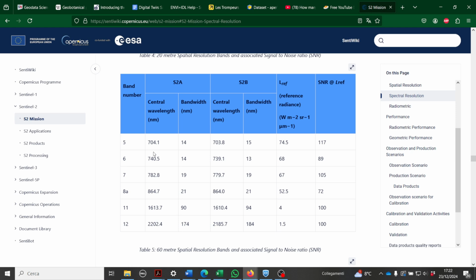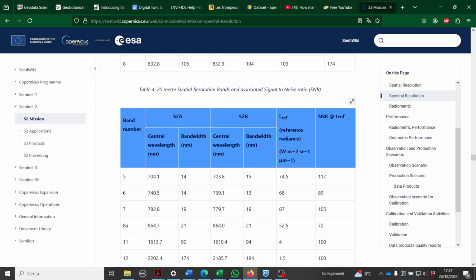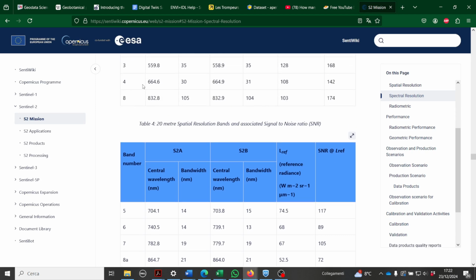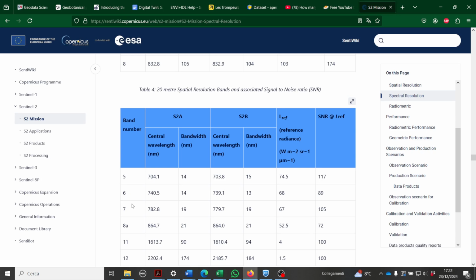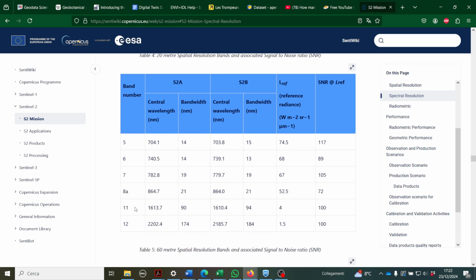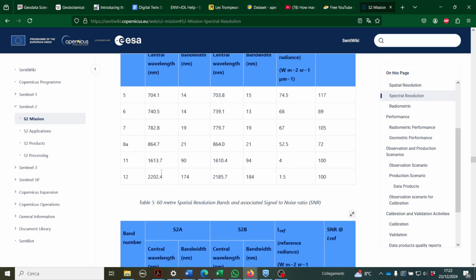Bands 5, 6 and 7 are the red edge bands, and this numbering is in line with the numbering of the 10 meters, because after the number 4, we have 5, 6, and 7. Then we have the 8 that is 10 meter, while the 8A, which is not really the same as the 8 at 10 meters, is again in the near infrared. And then we have 11 and 12 that are the mid infrared.